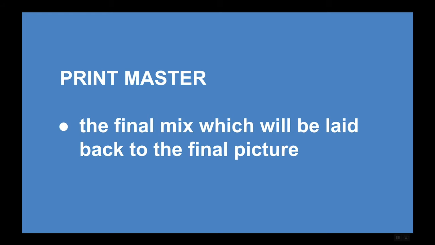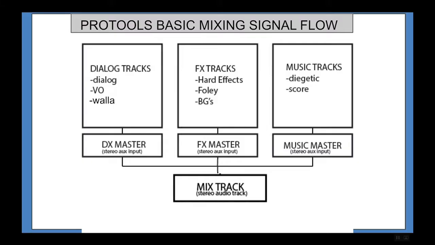This is what the audience actually hears. Here's a breakdown in Pro Tools, or just pretty much any mixing signal flow that you would have. You have dialogue tracks, which would include dialogue, voiceover, walla, as well as ADR, and these are combined to a dialogue master. So this, in the case of Pro Tools, would be a stereo auxiliary input that all of the dialogue is sent to and combined onto one fader. So that way you can control all of the dialogue from one fader.